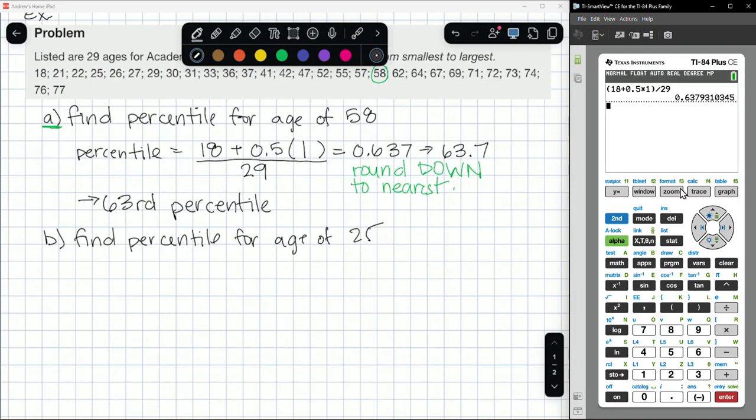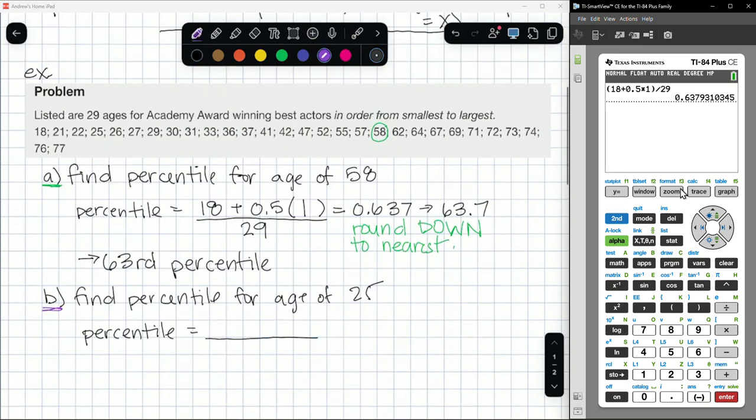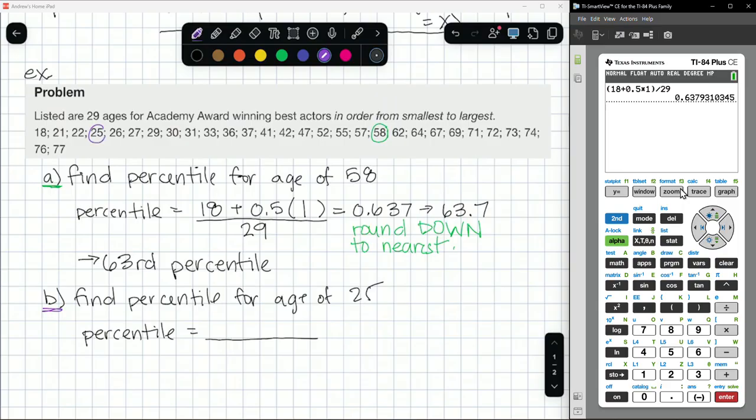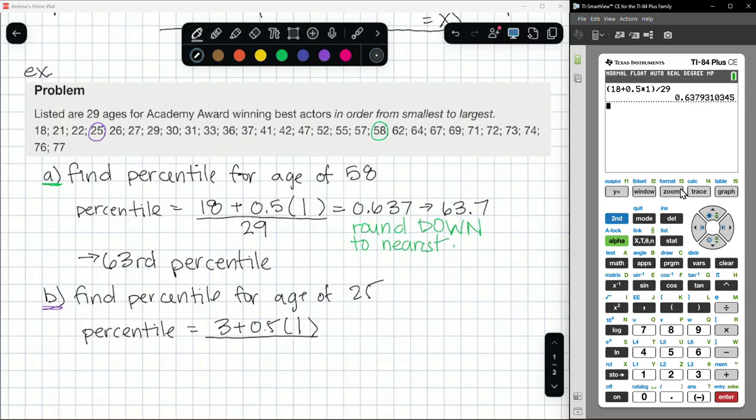So same process. I set up my percentile fraction. First thing I'm going to do, I'm going to grab a color. I'm going to go in. I'm going to circle 25. I can see that there are 3 data values less than 25, plus 0.5 times the number of 25s I see in the list, and I see 1 out of 29 total data points.